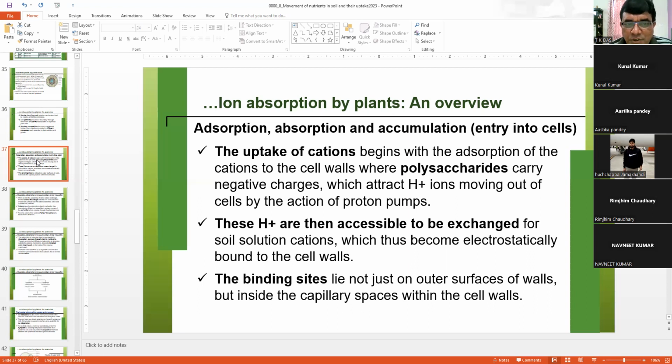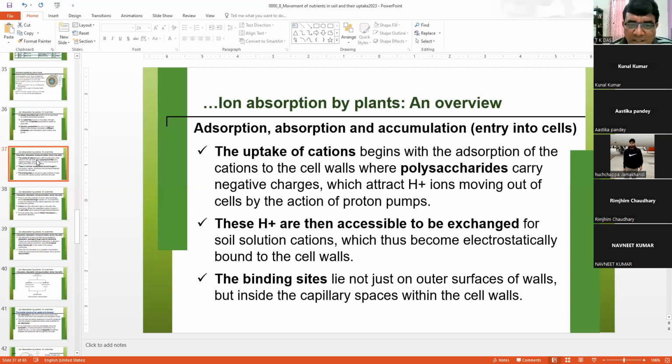Anyway, now you see adsorption, absorption, and accumulation. The uptake of cations begins with the adsorption of the cations to the cell wall, where polysaccharides carry negative charges. So if you know the structure of the cell wall, it has polysaccharides, maybe your starch or something like that.